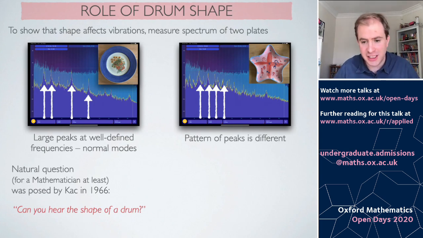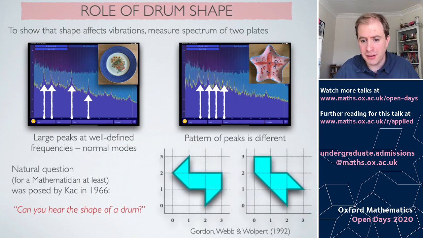And it turns out that actually the answer is no, although it took around 30 years to realise that. The way that it was done was by finding a counterexample of two drum shapes that are different but have exactly the same sound when you hit them. They have exactly the same pattern of peaks in their spectrum.